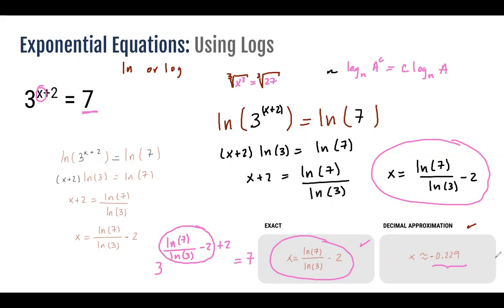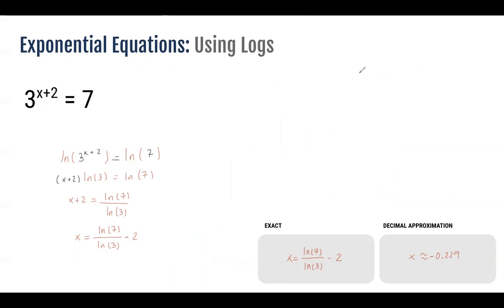If you substitute the decimal version of the answer, you're not going to get exactly 7, you're going to get something that's close to 7. So in this case, we go for the natural logarithm or the common logarithm. Either will get you the same. So this could also be written as the common logarithm of 7 divided by the common logarithm of 3 minus 2. And that will get you the exact same answer.